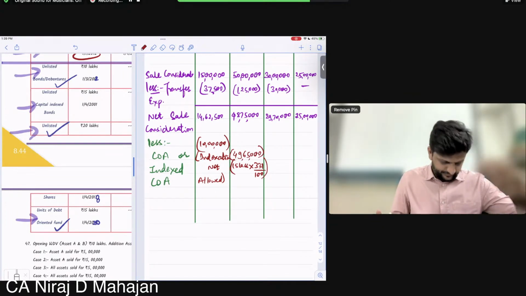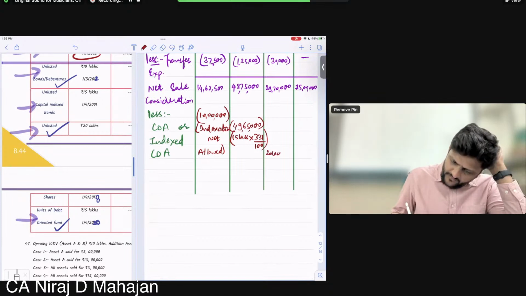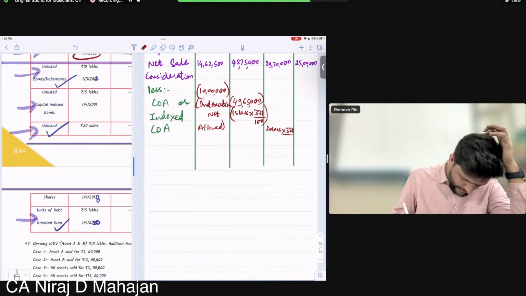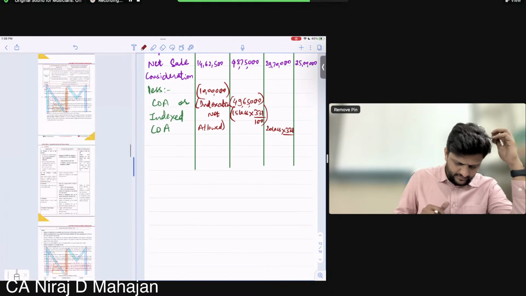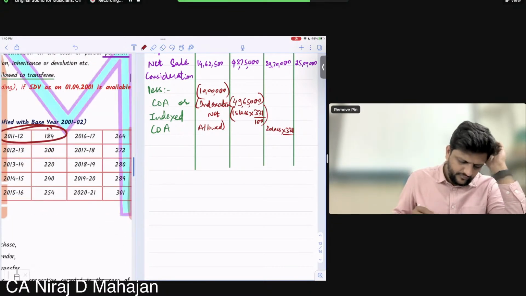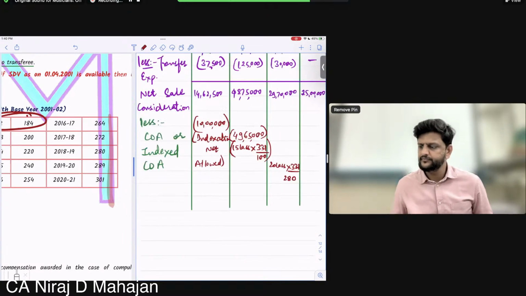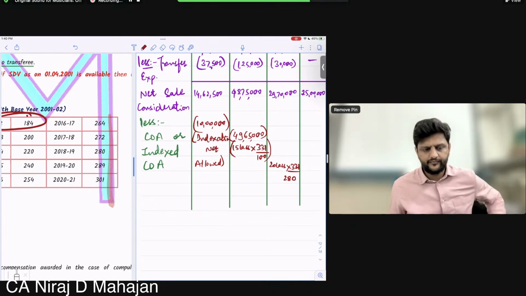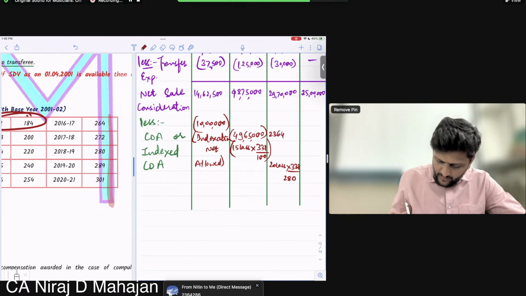Third figure, what? Unlisted shares. How much? 20 lakhs. Indexation allowed? Allowed. Is it long term or short term? Long term, and there is no restriction because it is not bonds or debentures. So 20 lakhs into 331. When was it purchased? 2018-19. So we want CII of 2018-19, which is 280. So 331 upon 280 into 20 lakhs. Give me this figure quickly. 23 lakhs 64,285. All of you correct till here?